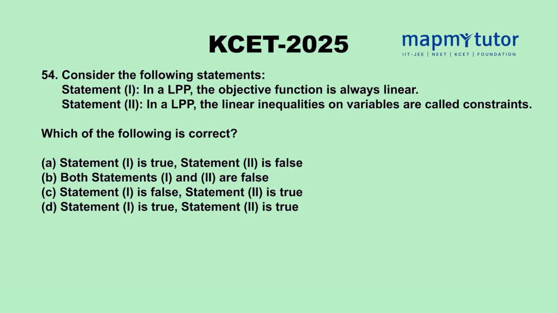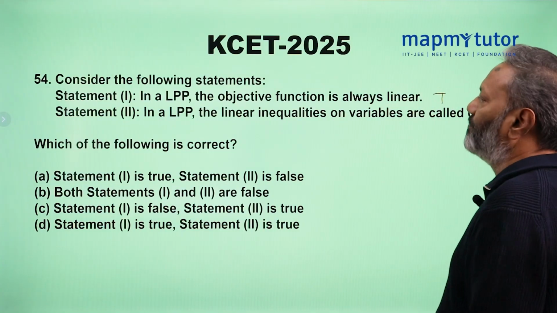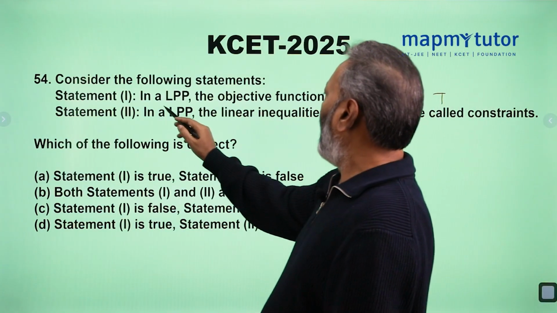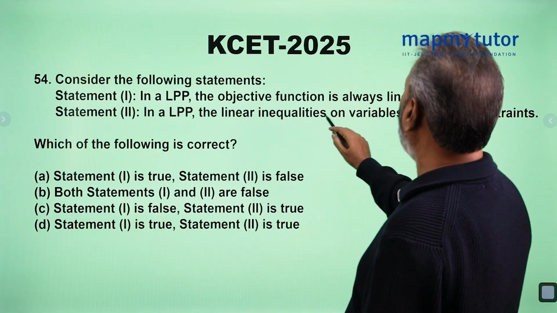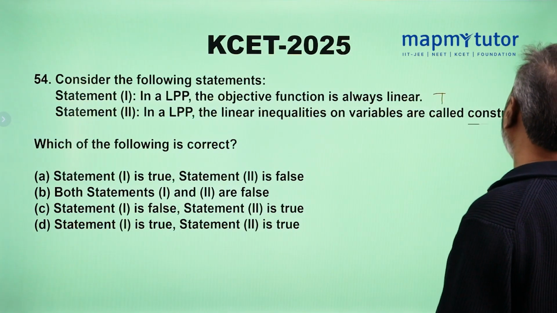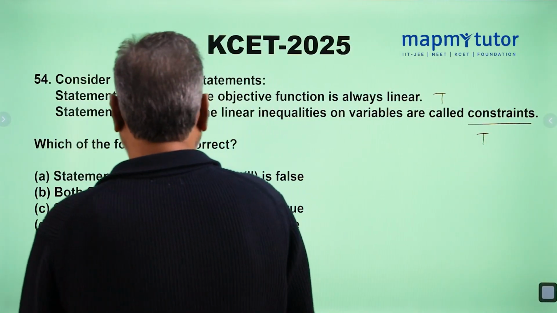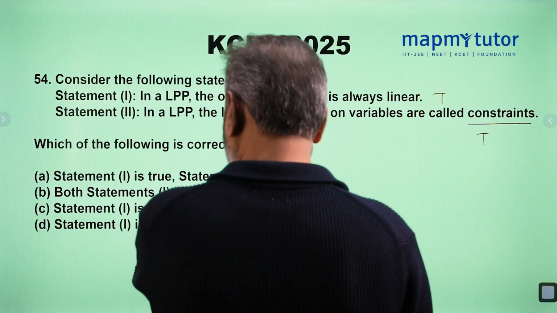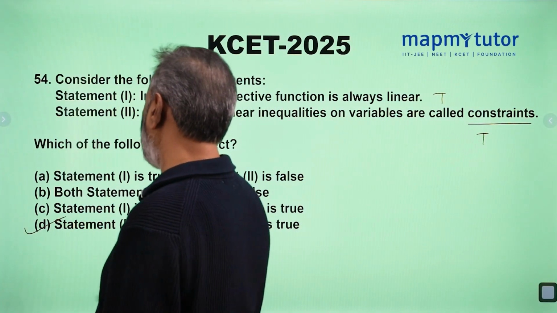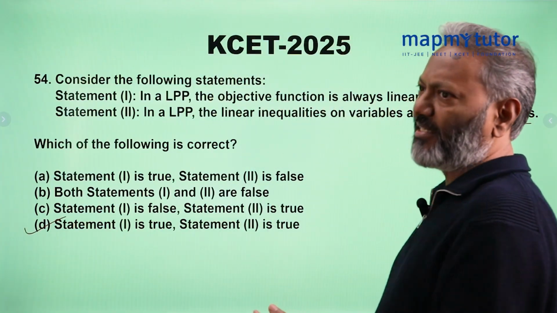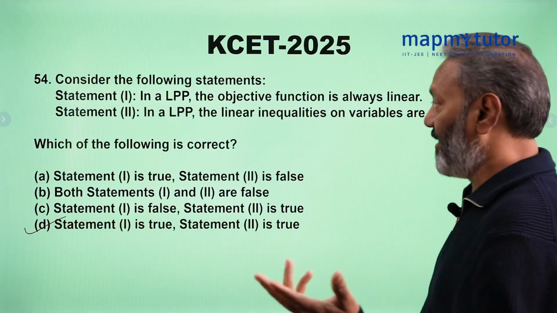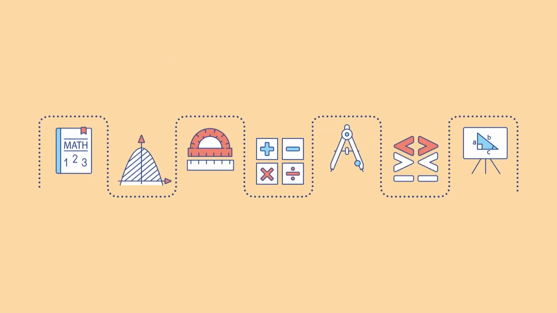Consider the following statements. Statement 1, LPP. It is based on linear programming. Okay. The objective function is always linear. True. It is just a theory question. Again LPP. The linear inequalities on variables are called constraints. Of course, true. Yes, that word we use. Both are true. That means statement 1 is true. Statement 2 is also true. Where is that? Option D. Yes. So it's a direct question, just based on the terms. They are checking your memory power. That's it.